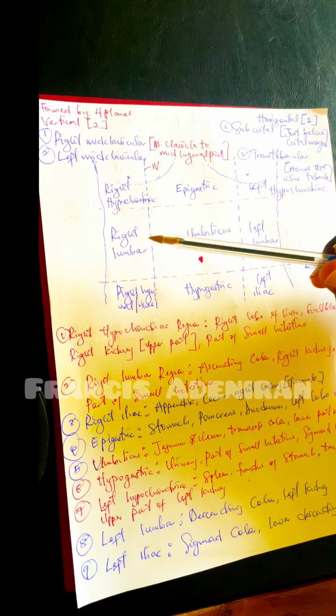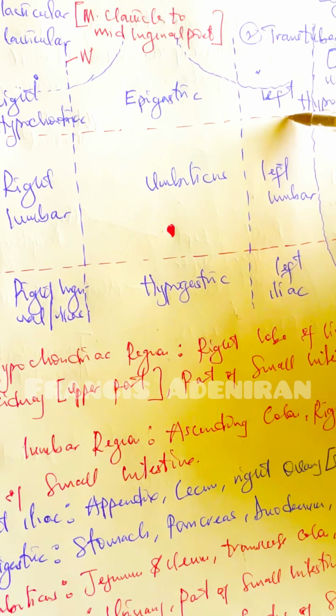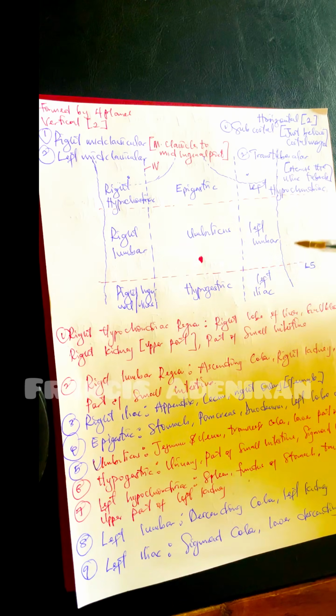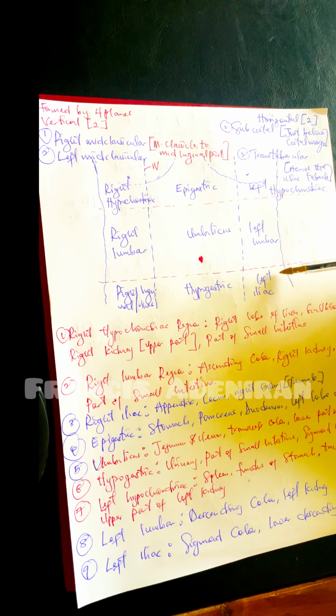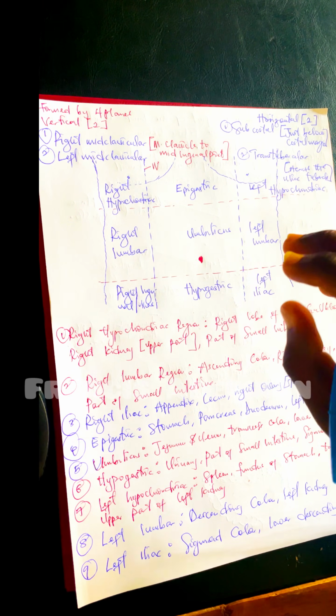Then the horizontal line that divides them is the subcostal plane or subcostal line. This line is just below the costal margin. Then we also have another line called the transtubercular line, which is across the iliac tubercle. So it is these lines that divide the abdomen into 9 different regions.